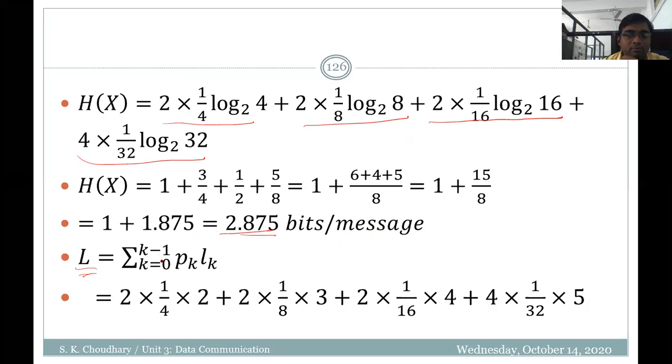The average code word length is the sum over k equal to 0 to k minus 1. Here k goes from 0 to 9, because there are 10 symbols. So A and B have code word length 2 and probability 1 upon 4, so 2 into 1 upon 4 into 2. Then C and D have probability 1 upon 8 and code word length 3, and it is 2 times because C and D are two different messages.